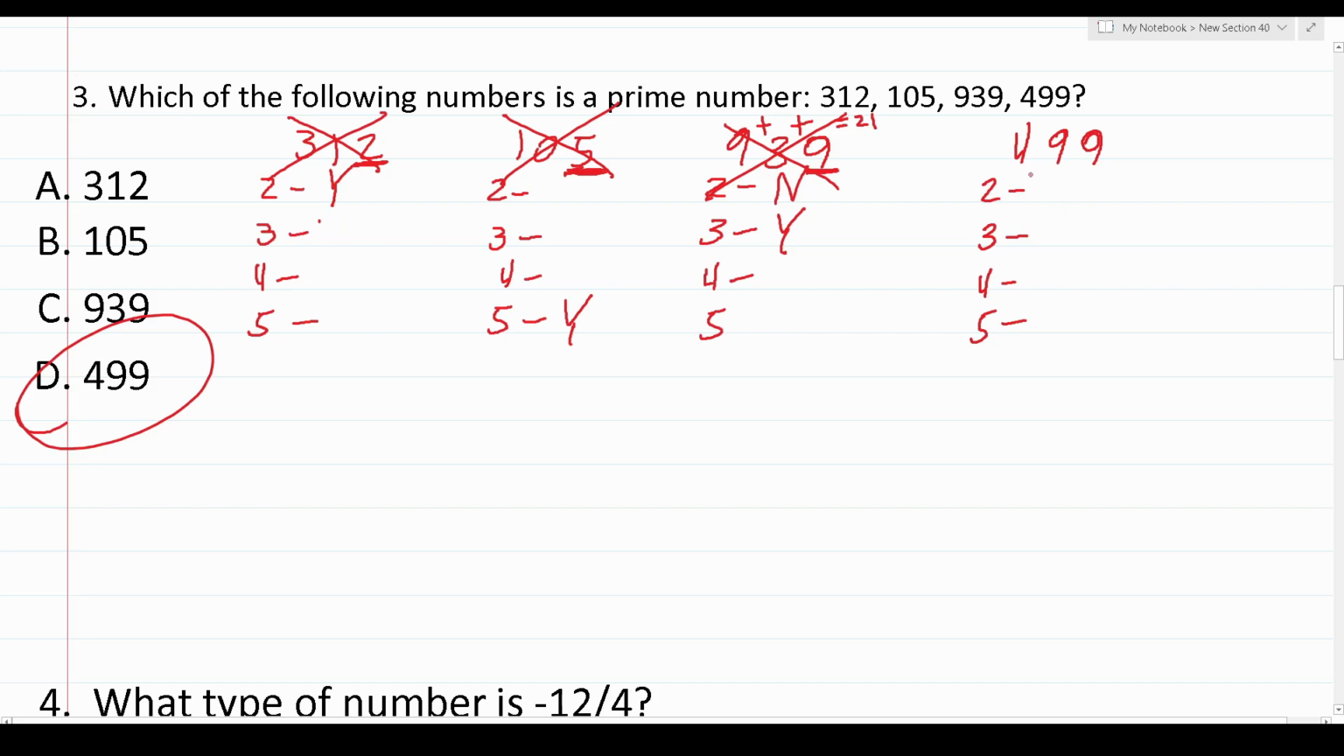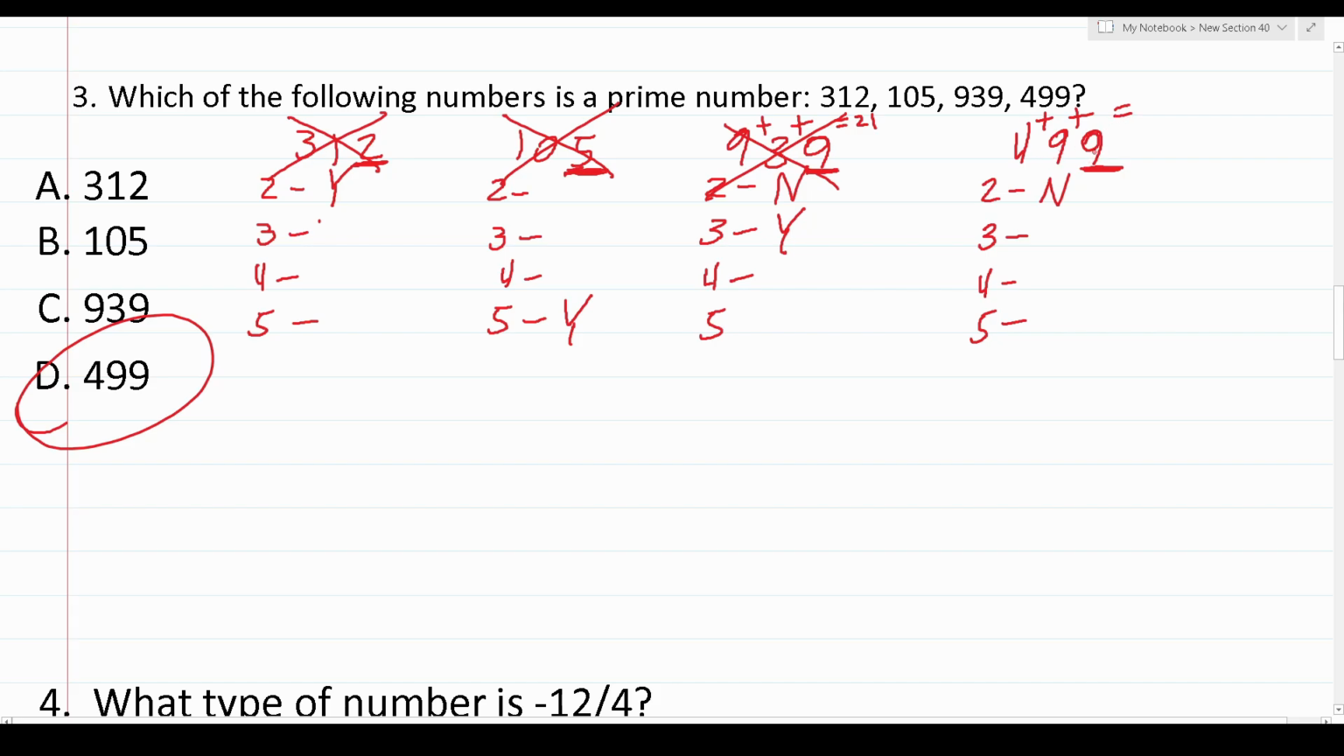But let's just quickly run our divisibility tests. Again, for 2, we're looking at the last digit. If it's even, it's divisible by 2. If it's odd, it's not divisible by 2. 9 is odd, so I know 499 is not evenly divisible by 2. To check if it's divisible by 3, we sum the digits in the number. So we're going to do 4 plus 9 plus 9. And if the sum of those digits is divisible by 3, then the number itself is divisible by 3.